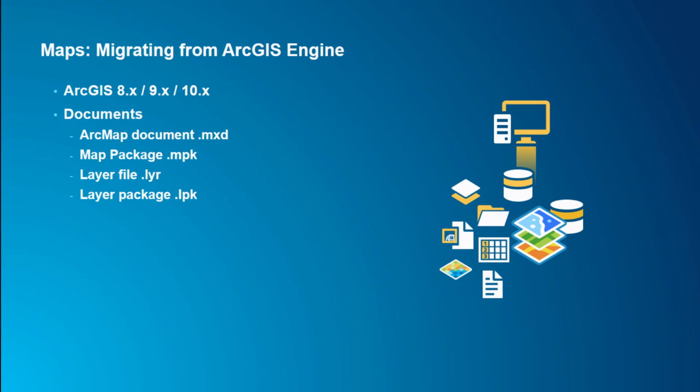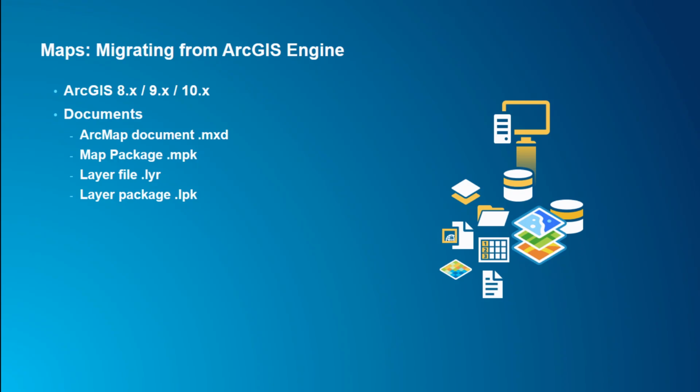So in terms of the map types that you had within ArcGIS Engine, well, the document types were ArcMap documents. You were able to work with MXDs directly in ArcGIS Engine. You could support map packages, the MPK format, layer files, LYR files, and layer packages as well, as you went through that ArcGIS 8.x, ArcGIS 9.x, and ArcGIS 10.x generation.